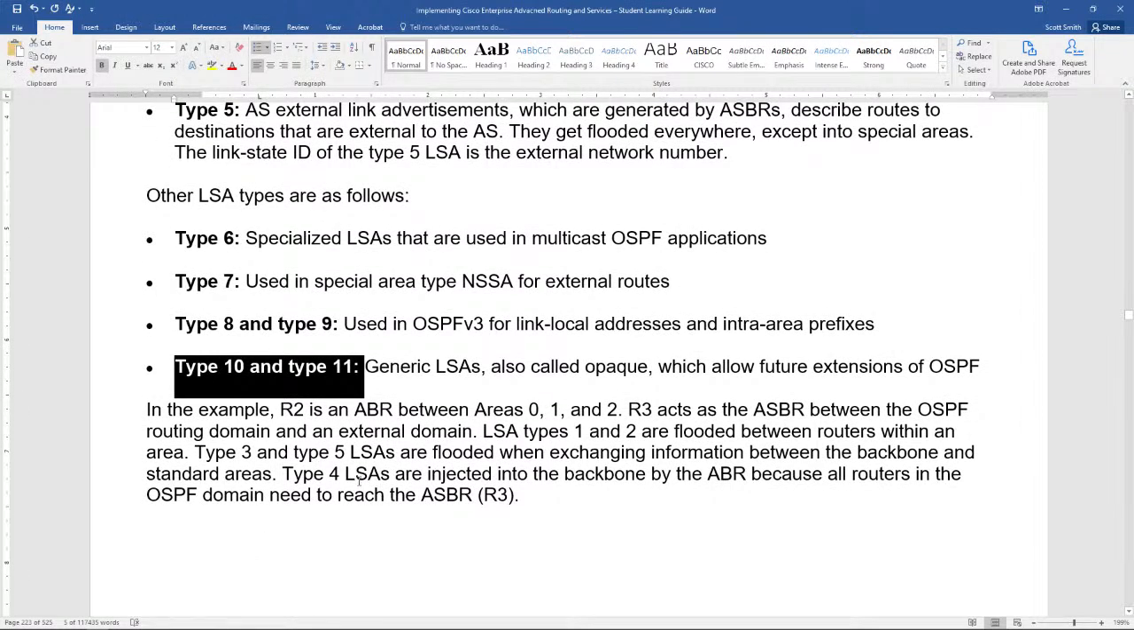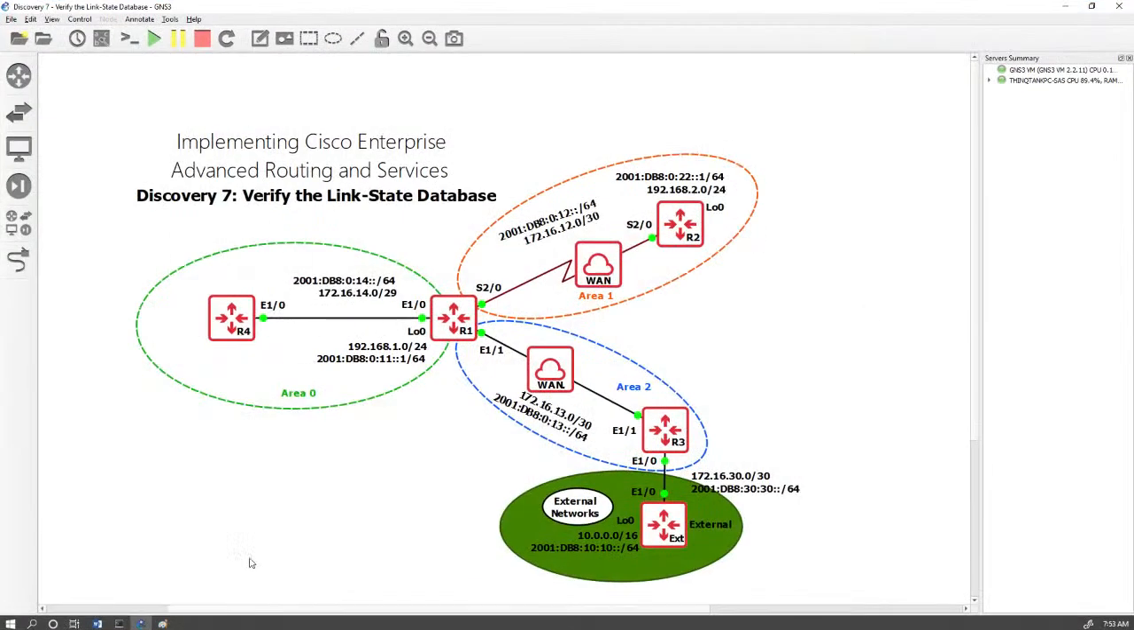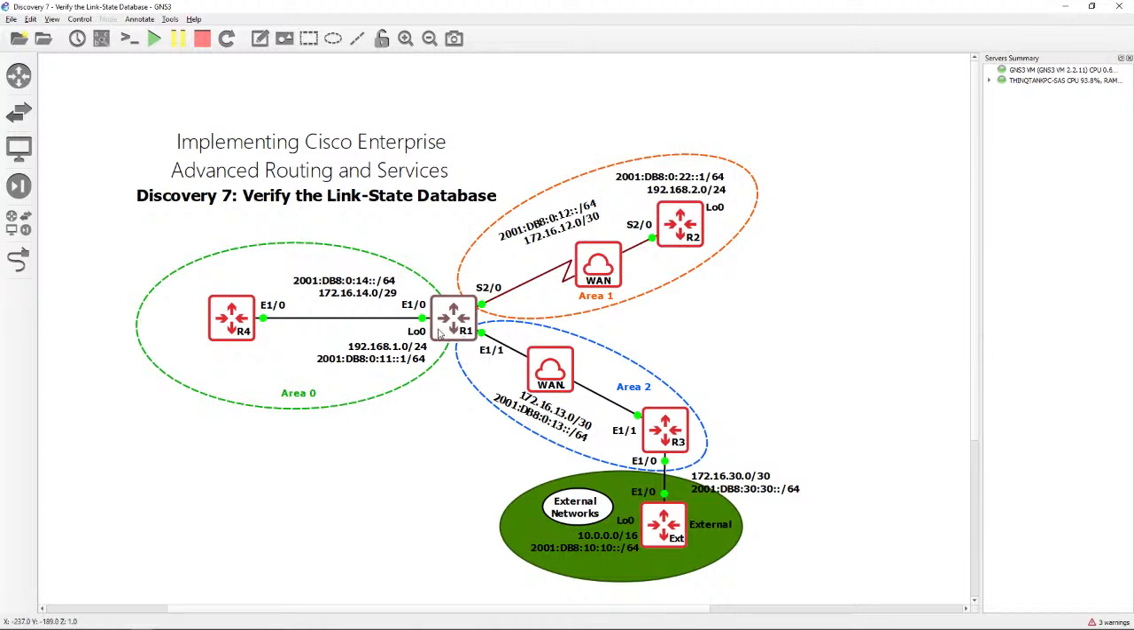So in our topology, R1 is acting as an ABR. R4 is acting as a backbone router. R2 is an internal router. And R3 is acting as an ASBR, because we're taking the external networks that exist in this green circle and redistributing them into OSPF.